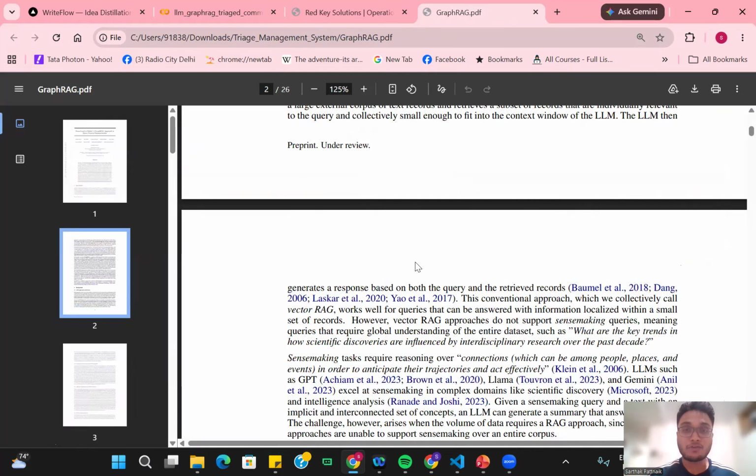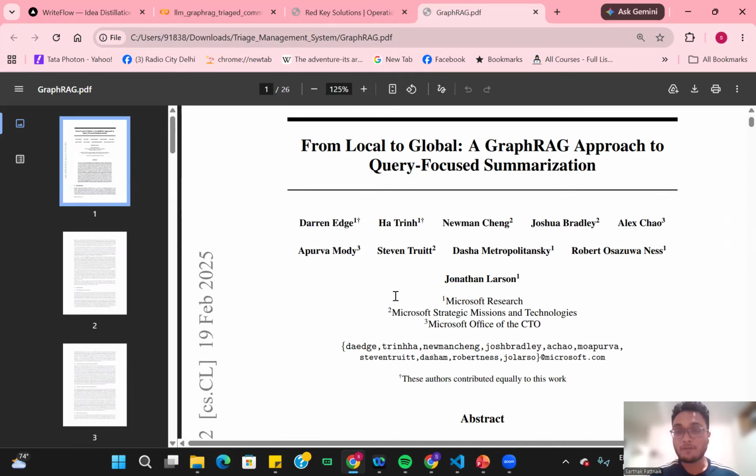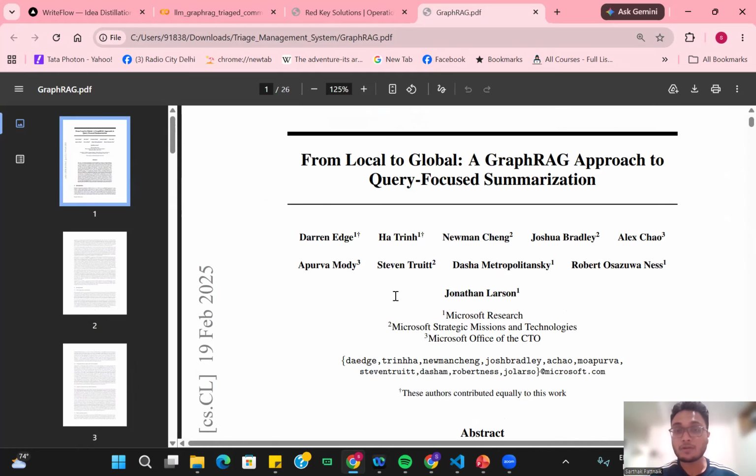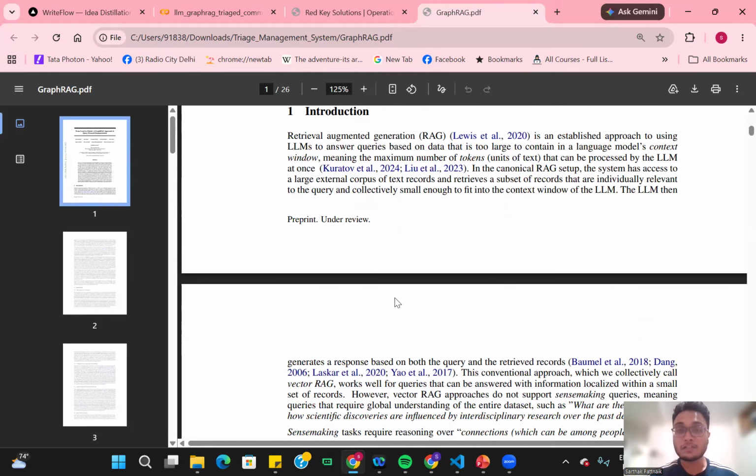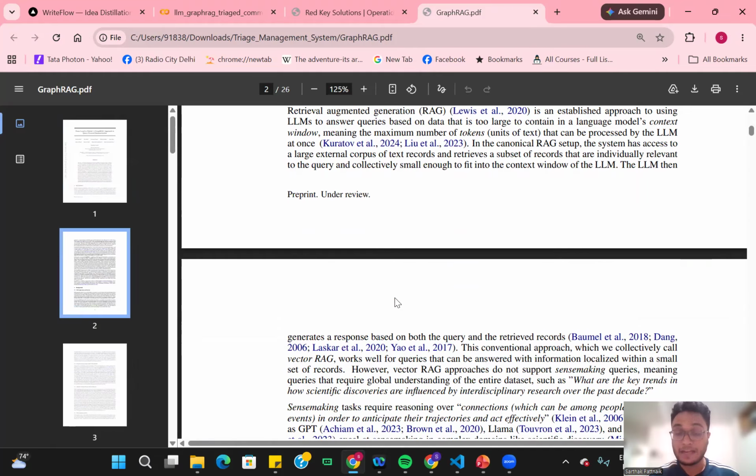I would encourage everybody to read this paper from Microsoft Research, From Local to Global: A GraphRAG Approach to Query-Focused Summarization. This paper perfectly encapsulates the utility of GraphRAG and the advantages that we see when we incorporate GraphRAG over traditional vector RAG.